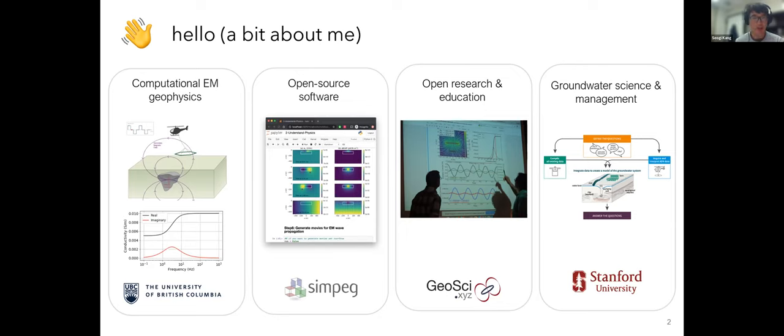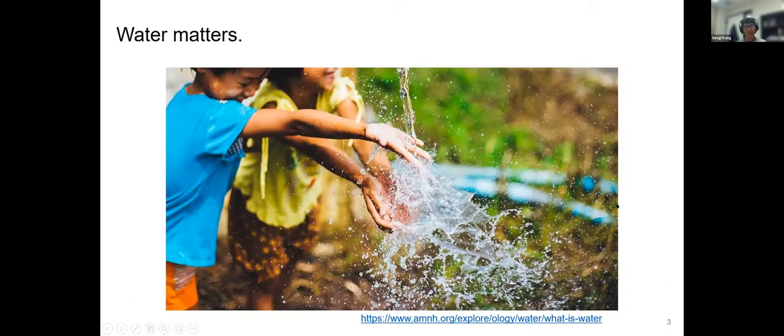And that groundwater problem is the major topic that I want to talk about. So let's get into it. Water matters. There's probably no question. Water is important for ourselves as well as for the entire ecosystem. So it's worthwhile to think about where we actually get water.